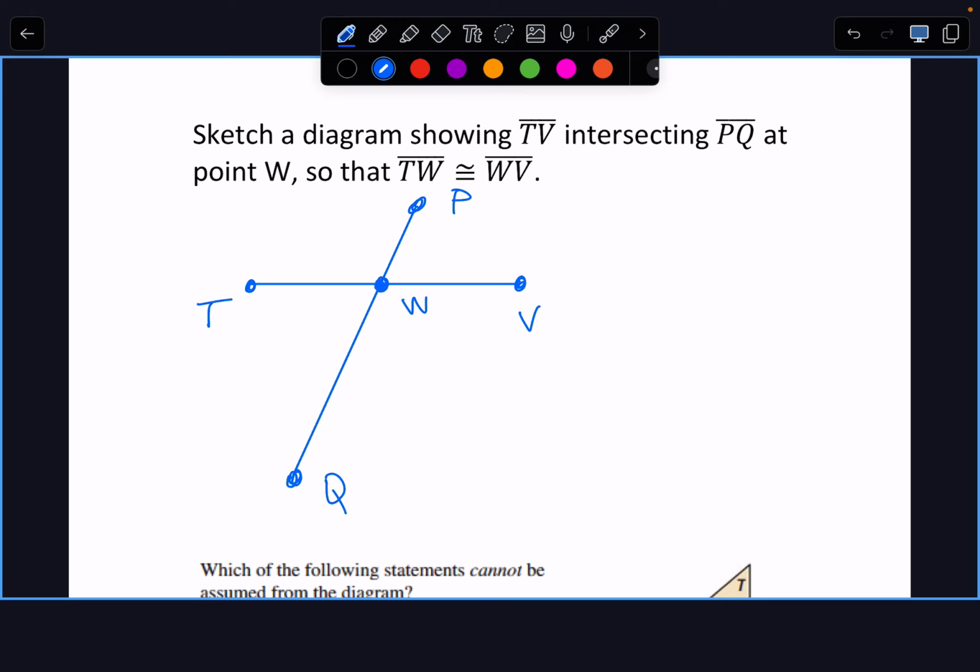We've drawn everything we needed to, but our work is not done. We need those tick marks to show that W is indeed the bisector. You have to mark it on your diagram so that anybody looking at your diagram knows that that's the information.